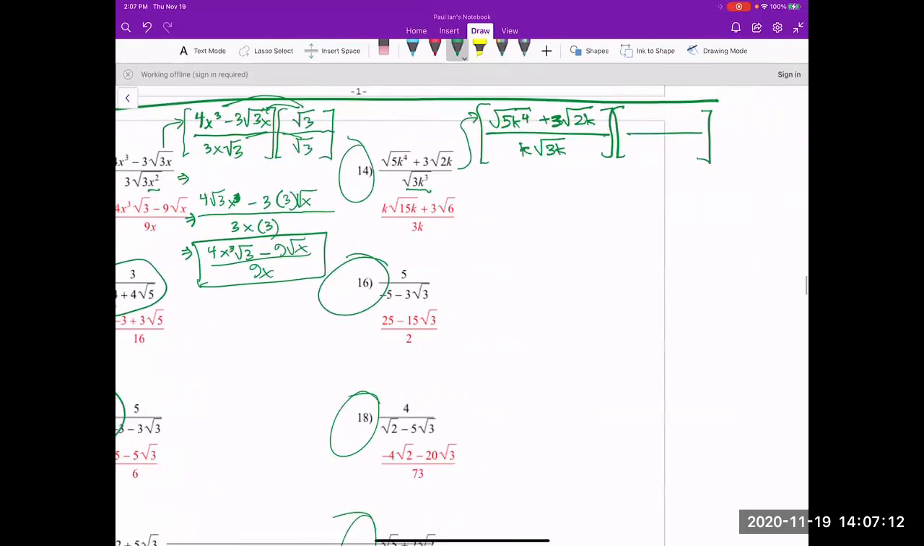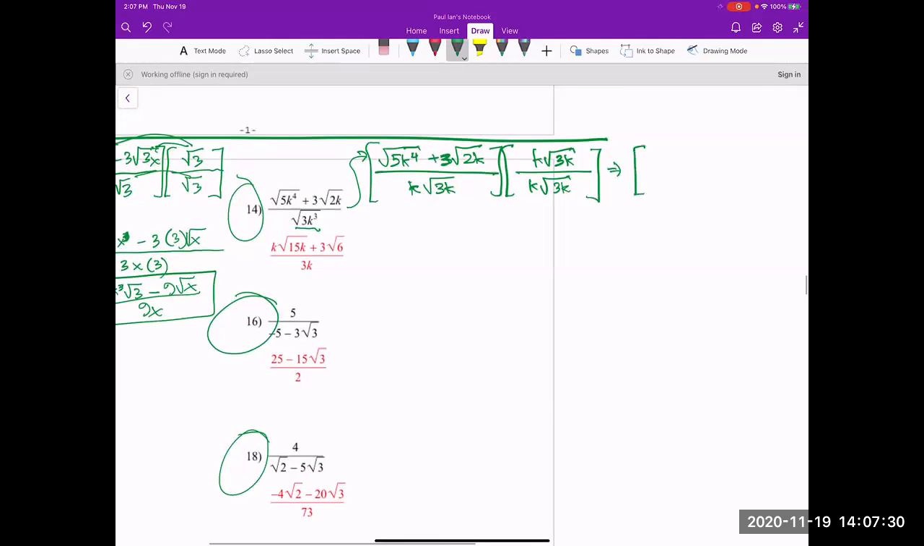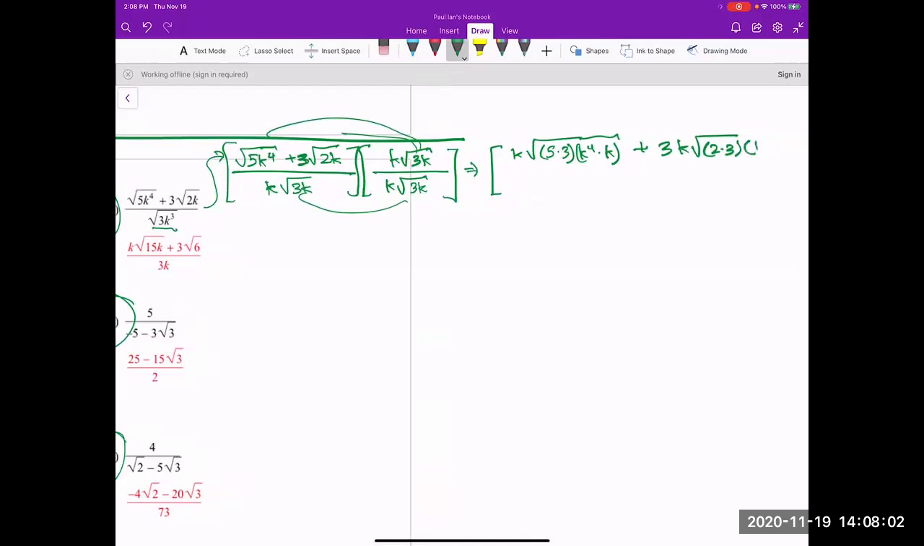Distribute. You multiply this k through root 3k, right? Yeah, k through root 3k. K root 3k. And then now you distribute this guy, right? So it's going to be k, and then you have 5 times 3. And then you have this k to the 4th times k. You could probably do something with that later on. I'm just going to leave it out. And then plus the 3 times the k, and you do 2 times 3, and then k times k.